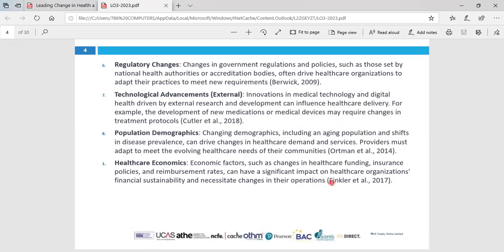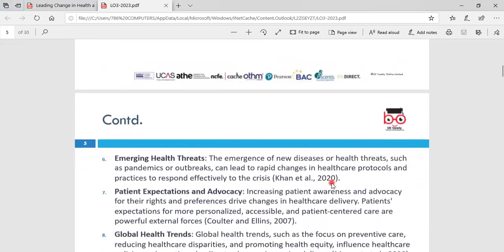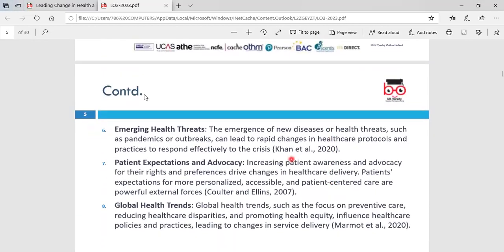Healthcare economics, so as I said, funding changes, insurance policy changes, reimbursement rates change. You have to have a proper view of how these economies are working and how your funding is not going to hamper your services. Emerging health threats, again in the form of different pandemics, and patient expectations and advocacy.